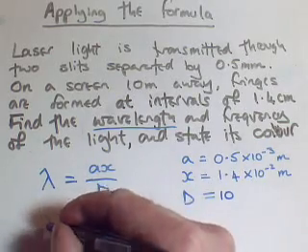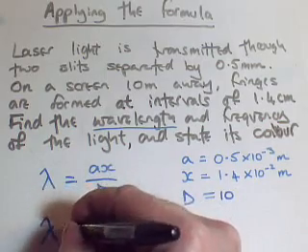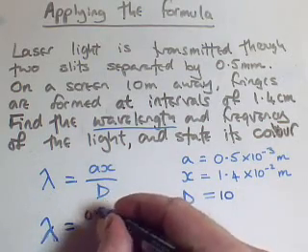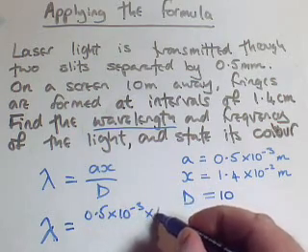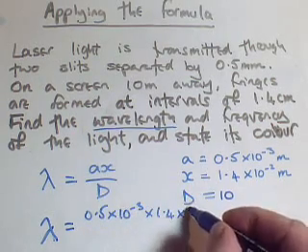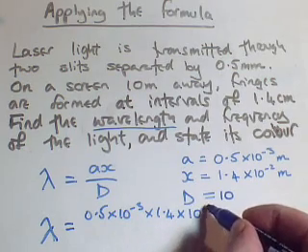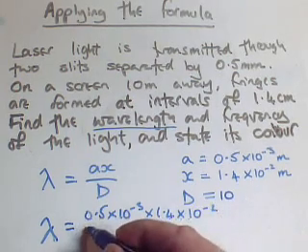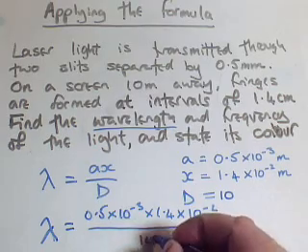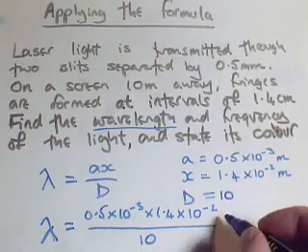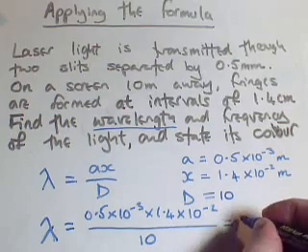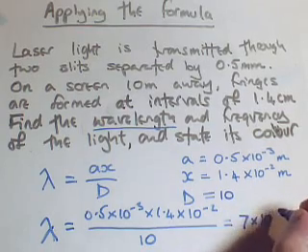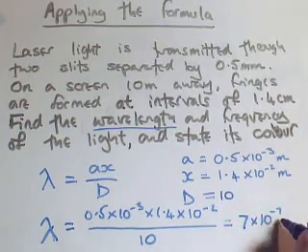So lambda equals 0.5 times 10 to the power minus 3 times 1.4 times 10 to the power minus 2, all over 10. Okay, and I can put that into my calculator. The half of 1.4 is 0.7, and so if I work out the powers of 10, I'm going to have 7 times 10 to the power of minus 7 meters.